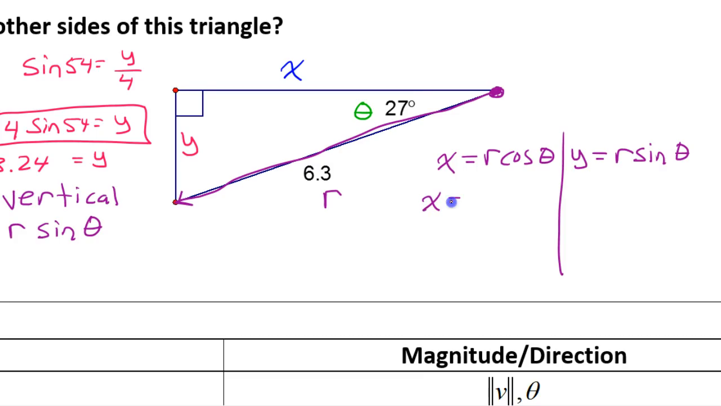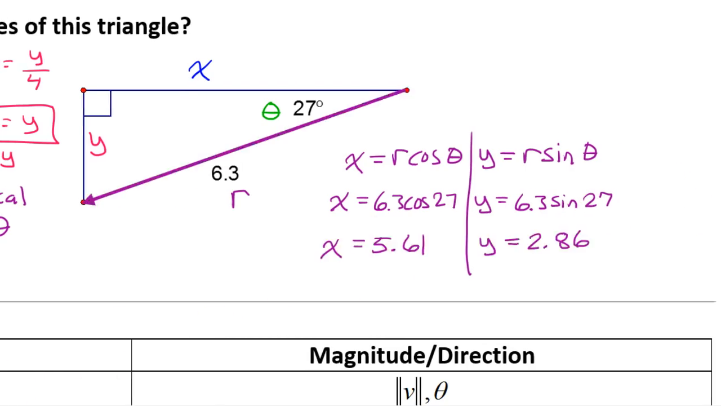So x is going to equal 6.3 cosine 27, r cosine theta. And y is going to equal 6.3 sine 27, r sine theta. So x turns out to be 5.61 and y turns out to be 2.86.